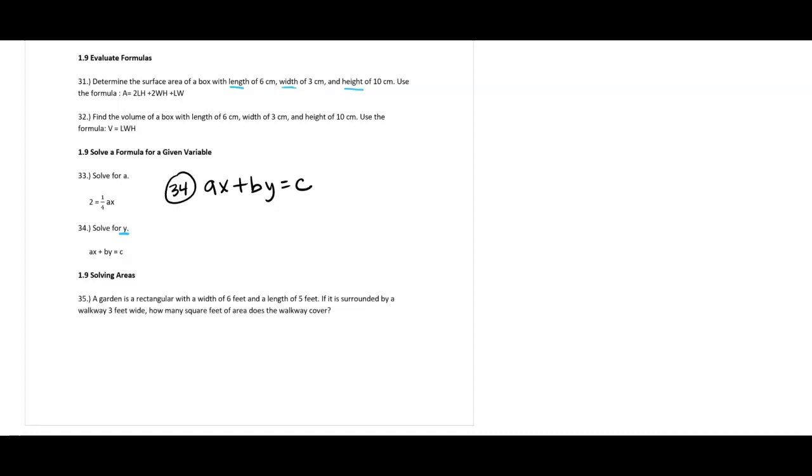I'm thinking, okay, I want to get y by itself, so I'm going to subtract my ax over. That'll give me by equals c minus ax. Then to get y by itself, it's connected by multiplication, so I just need to divide by b. And so that would be it: c minus ax over b. If you had it as negative ax plus c over b, that's fine. That would be the same exact answer.